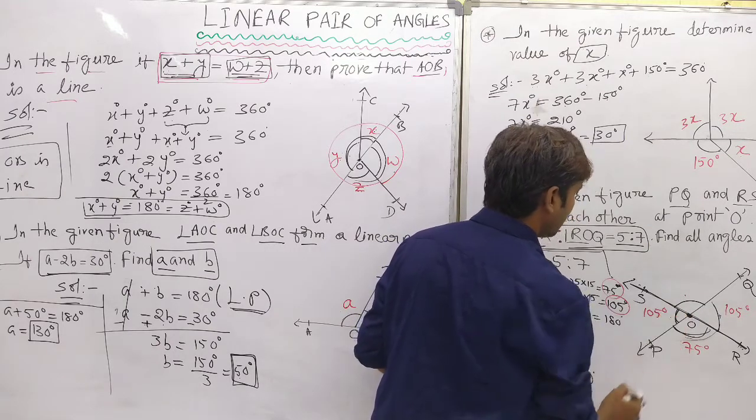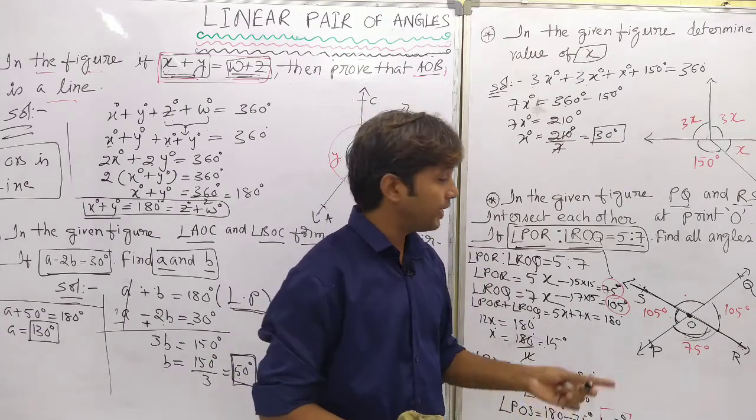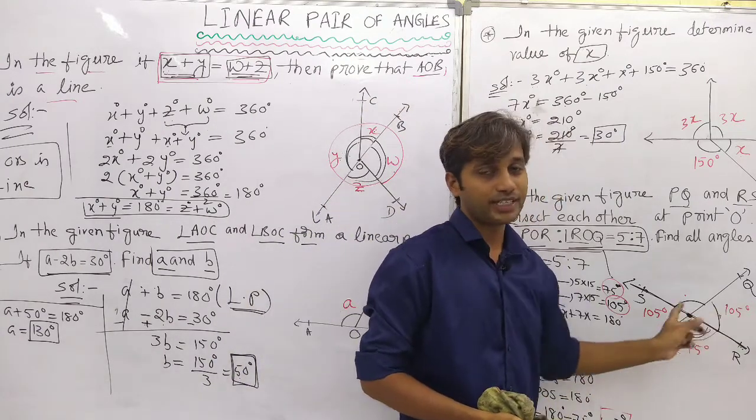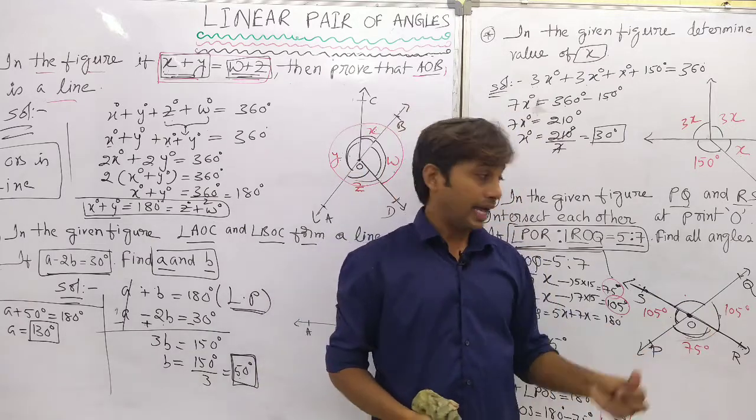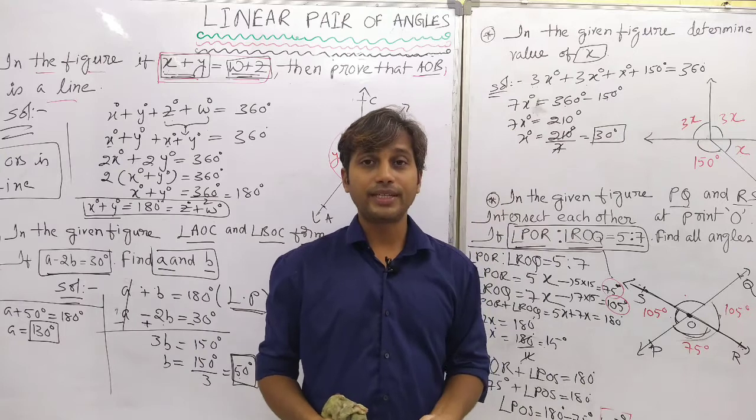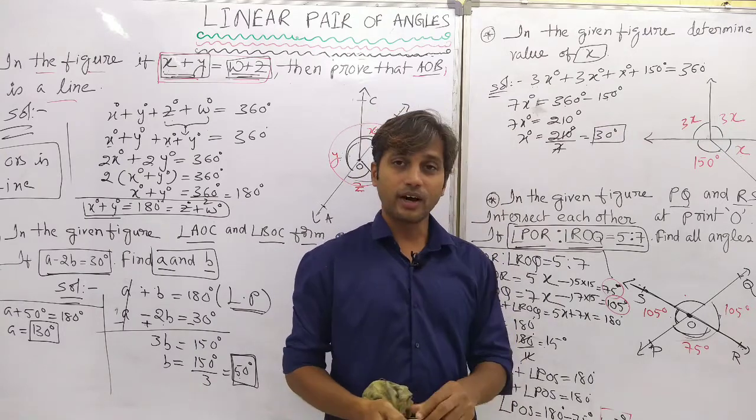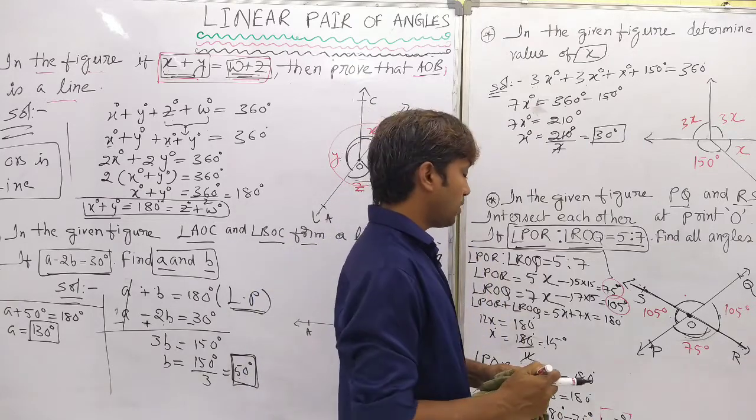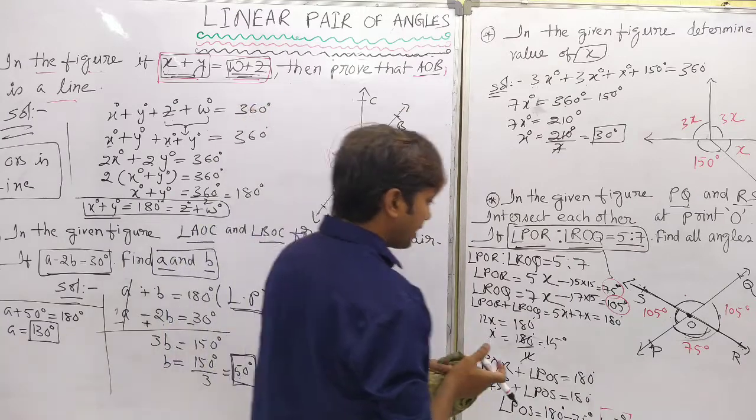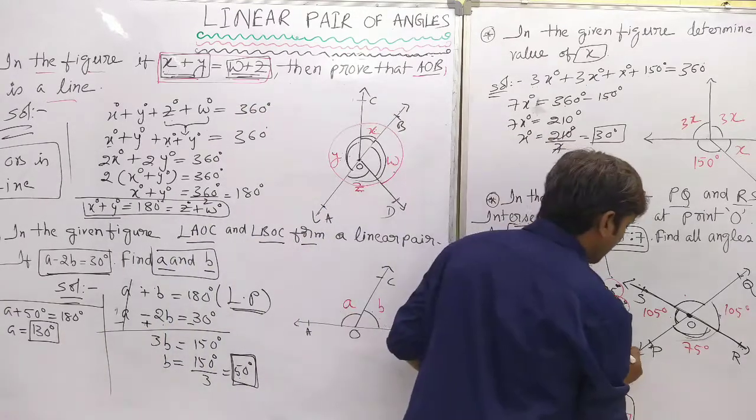Actually, those students who are already aware of vertically opposite angles can simply show that vertically opposite angles are equal. But in the sequence order, we haven't completed vertically opposite angles yet, so we are proving all of them using just the linear pair of angles. Got it? Okay, anyway, now another condition. What is that other condition? Okay, see here.